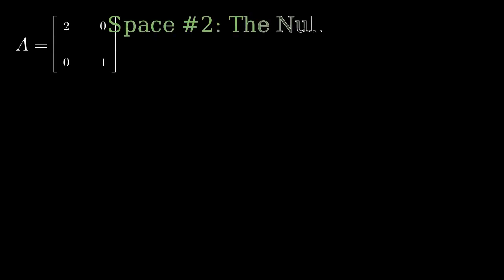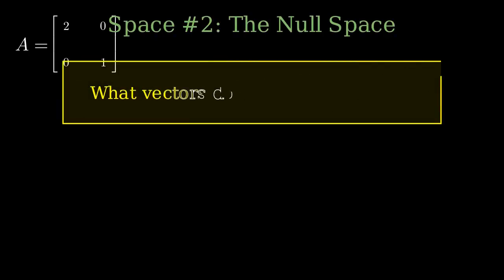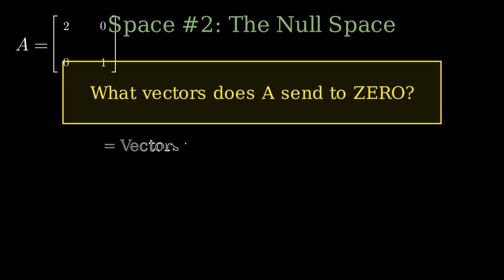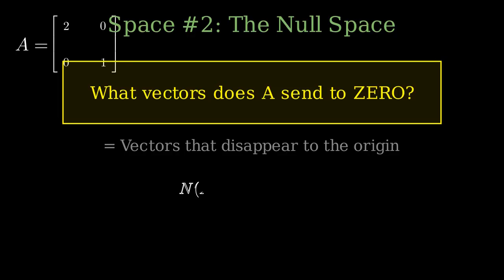Now for the null space, a completely different kind of question. The null space asks, what gets destroyed by the transformation? These are vectors that disappear, they get mapped to the origin. Mathematically, we solve Ax equals the 0 vector.